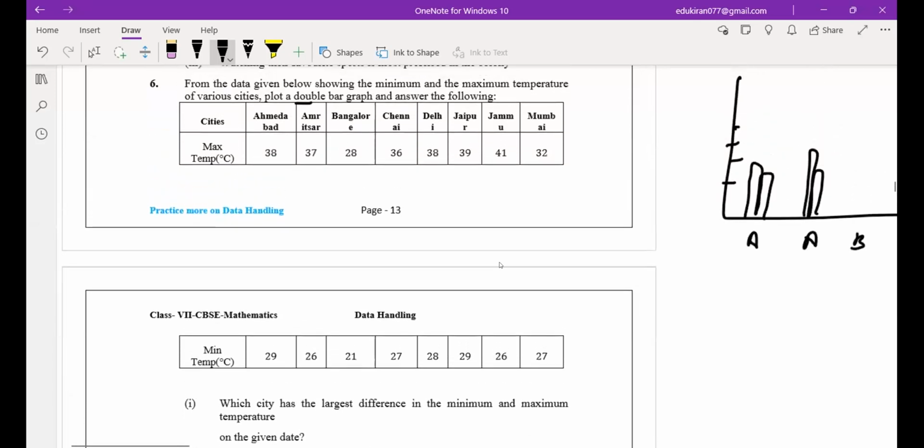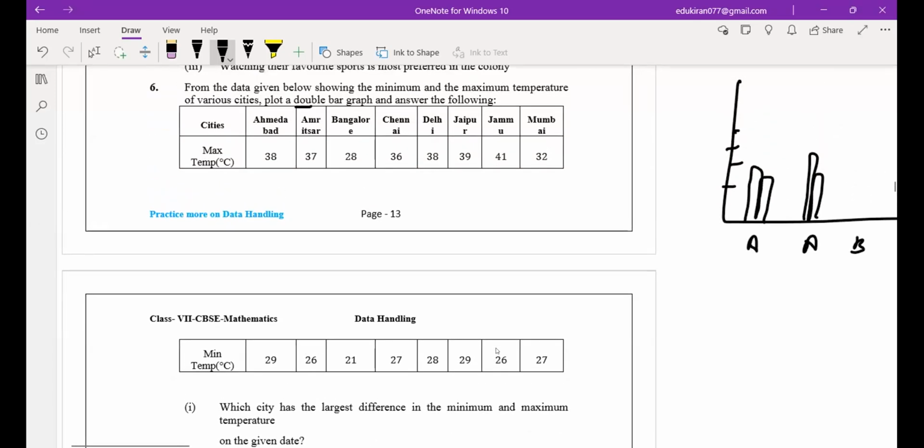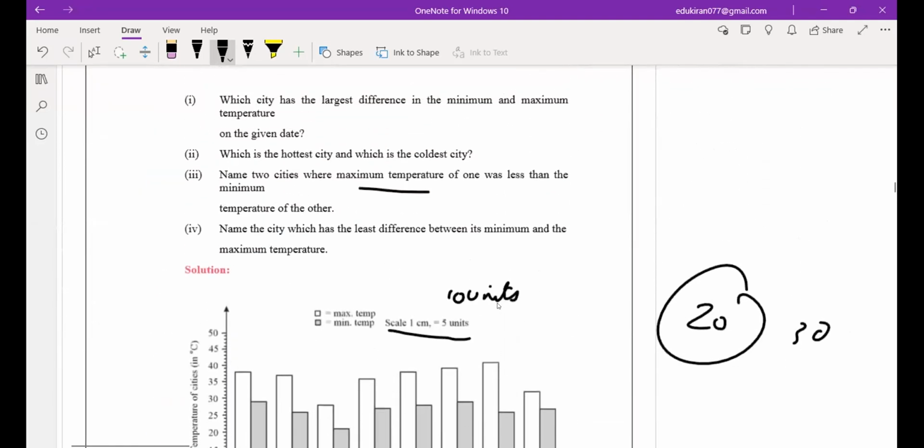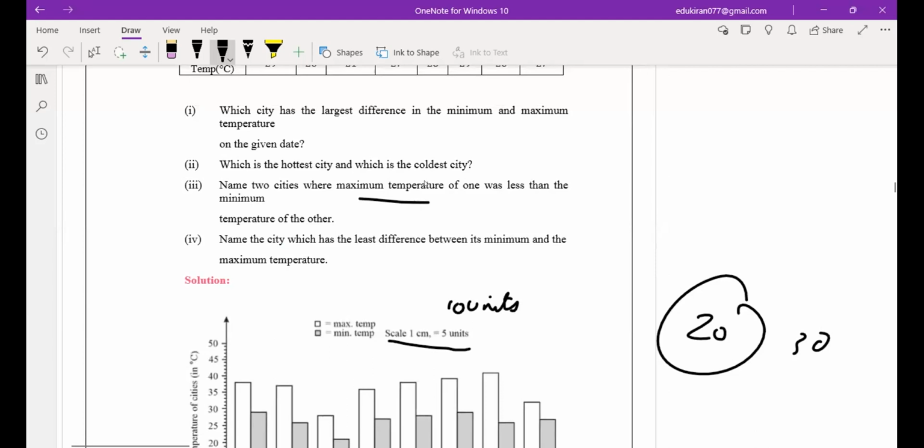Yes, ma'am. In Jammu the maximum is 41 and the minimum is 26. So when you subtract, the highest difference comes in Jammu. So the only answer will be Jammu. Clear? And the second question: which is the hottest city and which is the coldest?